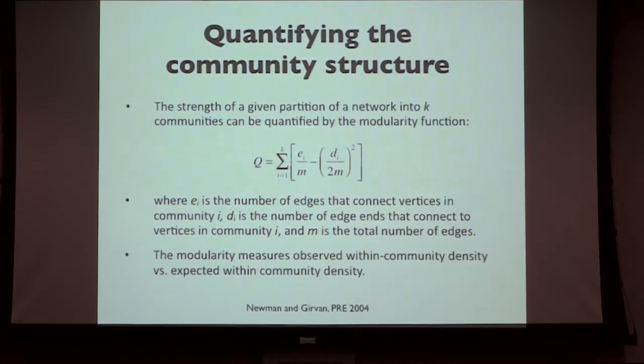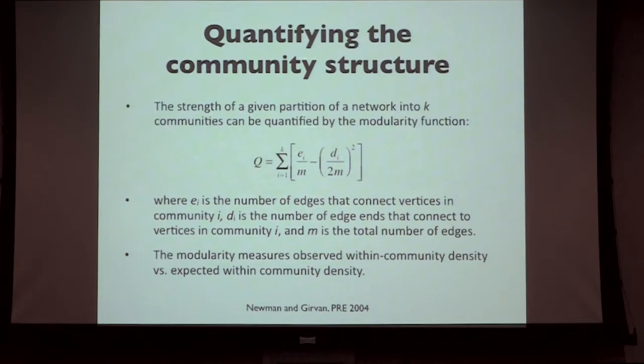Here, E_i is the number of edges that connect vertices in community I. D_i is the number of edge ends that connect two vertices in community I, and M is the total number of edges.